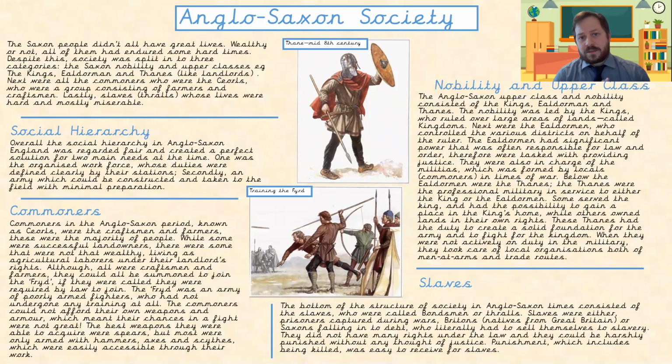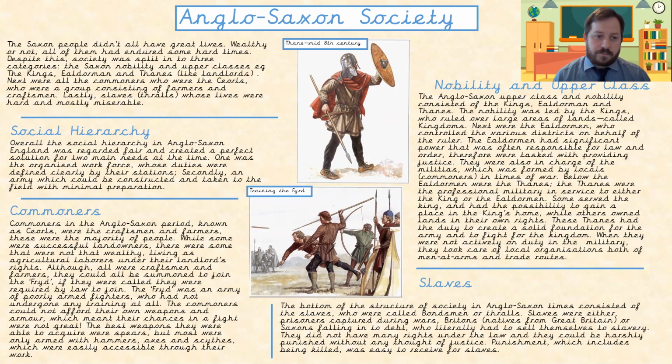So here we have it, the Anglo-Saxon Society. The Saxon people didn't all have great lives. Wealthy or not, all of them had endured some hard times. Despite this, society was split into three categories: the Saxon nobility and the upper class, e.g., the kings, aldermen, and thanes, like landlords. Next were all the commoners, who were the ceorls, the group consisting of farmers and craftsmen. Lastly, slaves, thralls, whose lives were hard and mostly miserable.